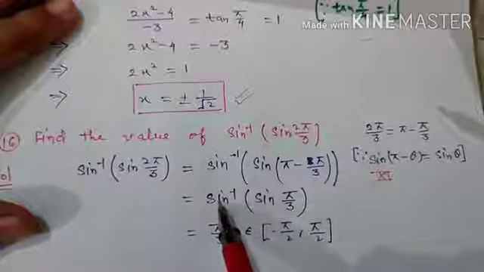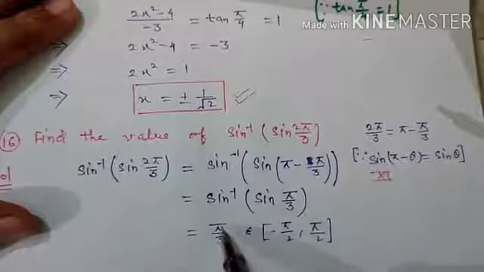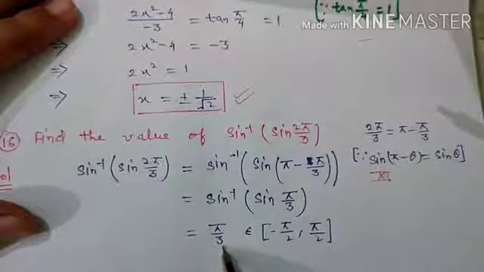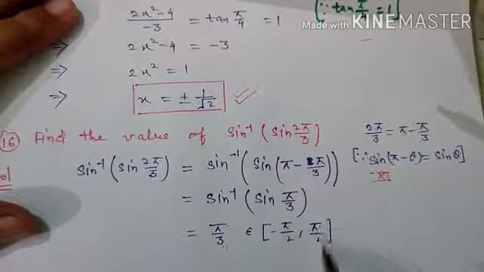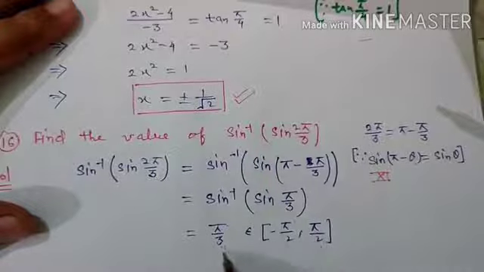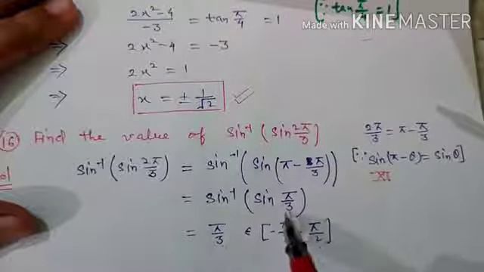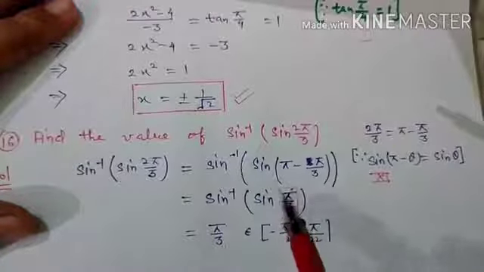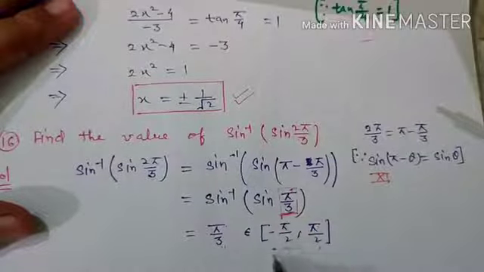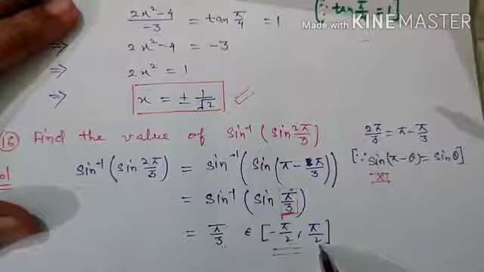Then sine inverse sine cancels, and we can say it is equal to pi by 3, because this is lying in the interval minus pi by 2 to pi by 2. Basically we have to try in such a way that whatever answer is coming at this place should lie between minus pi by 2 and pi by 2.